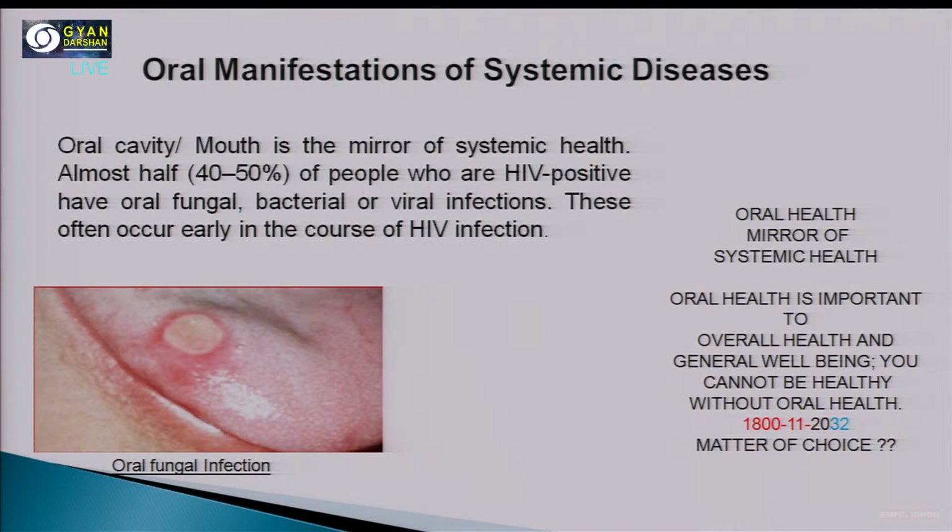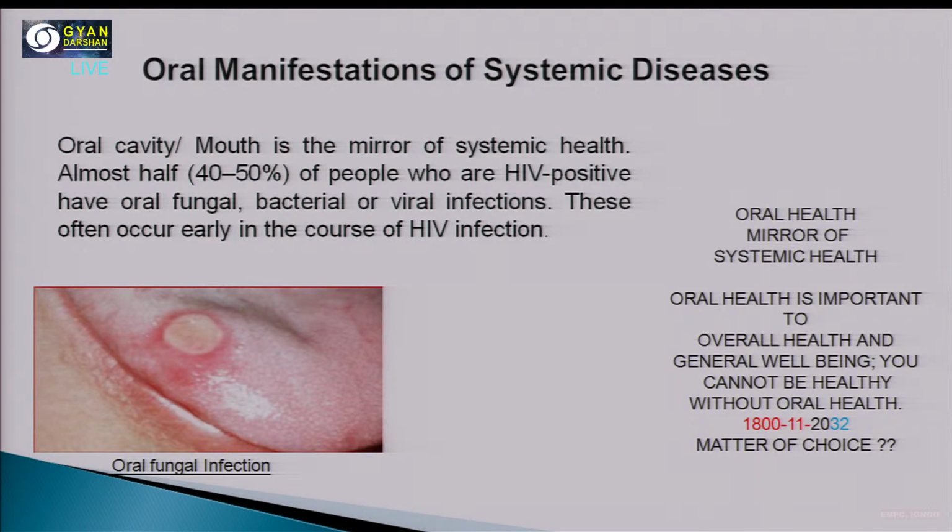So, as I told you earlier, our mouth is the mirror of our systemic health. And almost half of the people, like this example shows, who are HIV positive have oral fungal, bacterial or viral infections. And these occur very early in the course of the HIV infection.